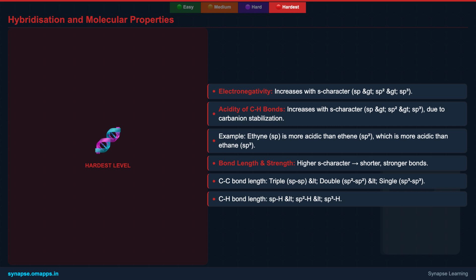Hybridization also correlates with bond length and strength. As s character increases, hybrid orbitals become shorter and stronger, leading to shorter and stronger sigma bonds. This explains the trend in C-C bond lengths. Triple bonds, sp-sp, are shorter and stronger than double bonds, sp²-sp², which are shorter and stronger than single bonds, sp³-sp³. These fundamental connections are crucial for predicting molecular behavior and reactivity.